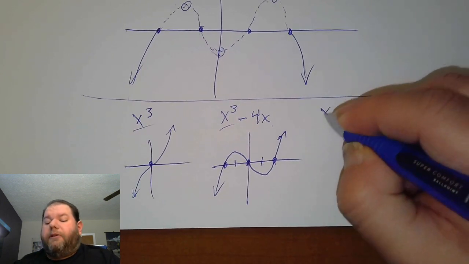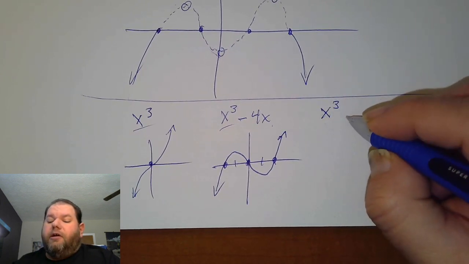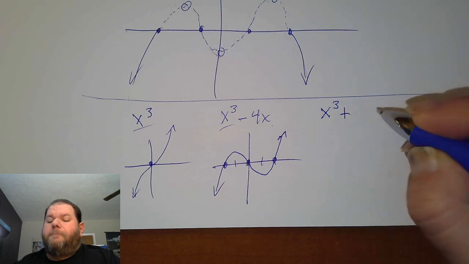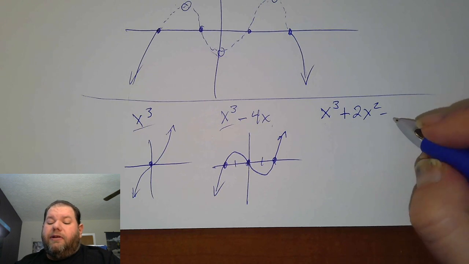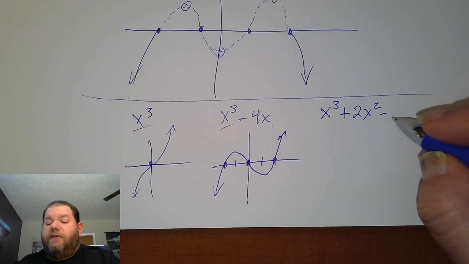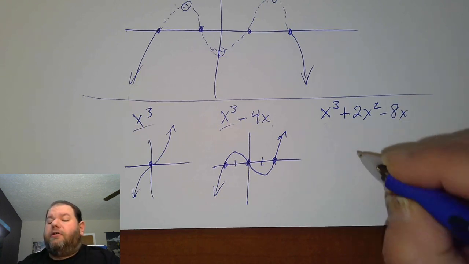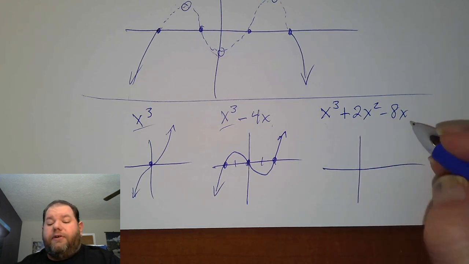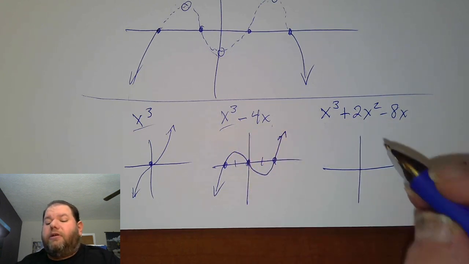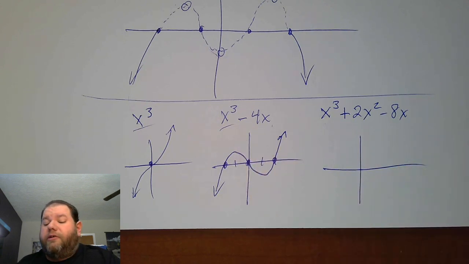Or we could look at something like this, x cubed plus 2x squared minus, let's say 8x. It's actually very similar, even though it looks very different from this last one. The graph will be very similar.